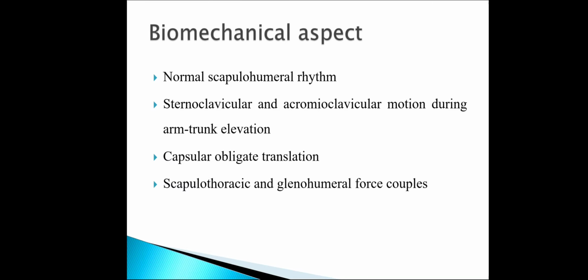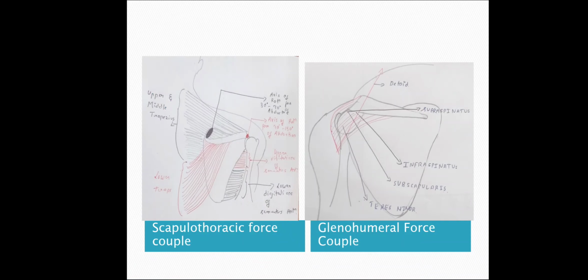Coming to the scapulothoracic and glenohumeral force couples. In scapulothoracic force couples, as already told, upward rotation of the scapula is very important in your flexion and abduction. Considering abduction as an example, for 30 to 90 degrees of abduction, the axis of rotation for the scapula for upward rotation is the superior angle, and the fibers activating are upper and middle fibers of trapezius and lower digitation of serratus anterior, as you can look into the diagram.